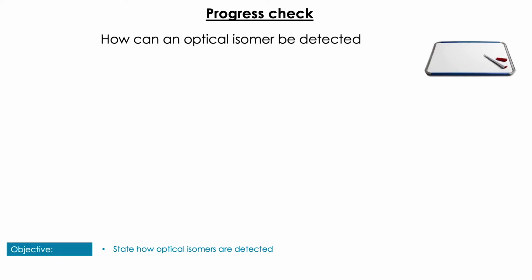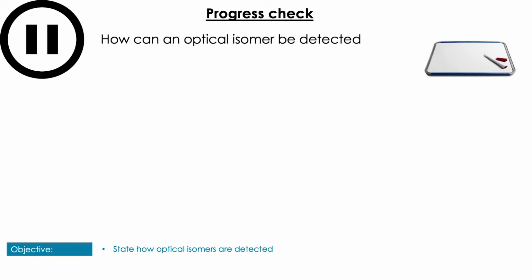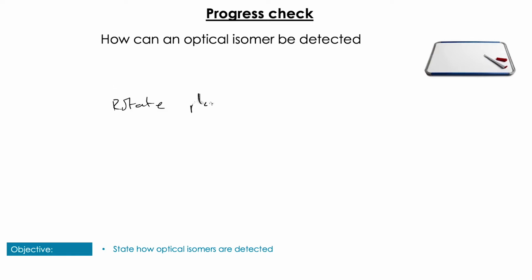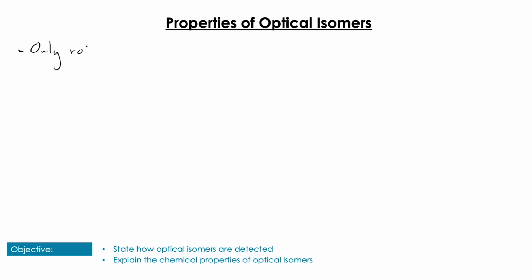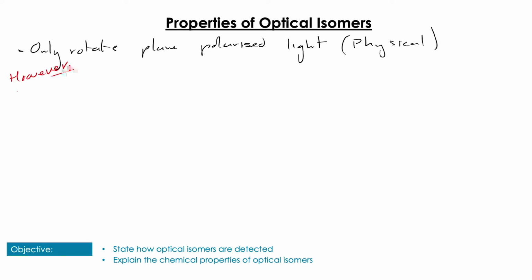Next question, how do we go about detecting optical isomers? Pause the video. Pop 'em up! Of course, we rotate plane polarized light in opposite directions, and we use a polarimeter for that. So, as we've discussed, the physical property we can use to differentiate between these kinds of isomers is rotating plane polarized light in opposite directions.